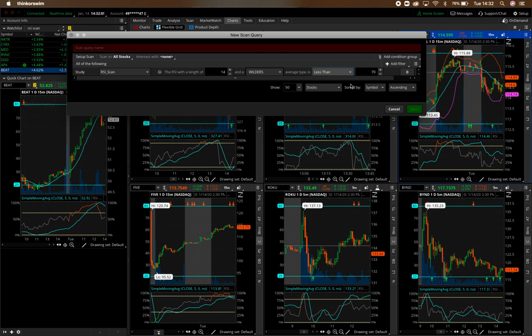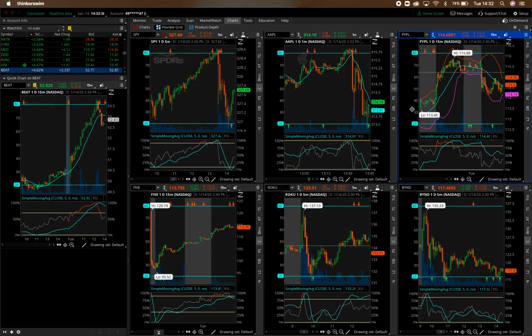So we're going to look for less than, and our fair value percentage is going to be around 45. That's in the middle. So anything below that will pull up on our scanner and we can identify it and add it to our charts. So just enter that. Like I said, the RSI scanner, 14 Wilders average, is going to be less than 45. Then we can save that and give it a name, RSI scanner 2, because I already have one.